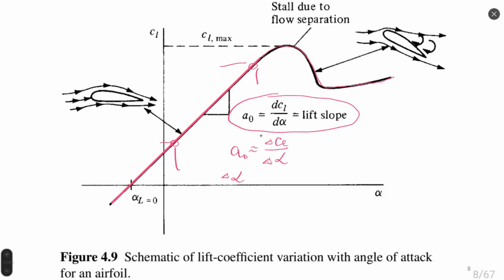This is delta alpha. And this is delta CL. Very simple way, right? Since it's a linear function, we can take any two arbitrary points and obtain it. Of course, the bigger the distance between these points, the more accurate the result. But we just need to stay inside the linear part, the linear region.